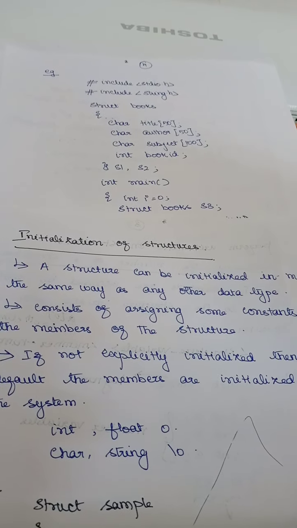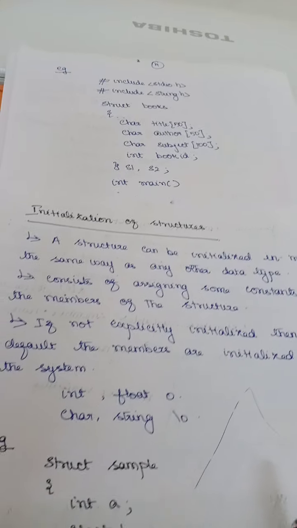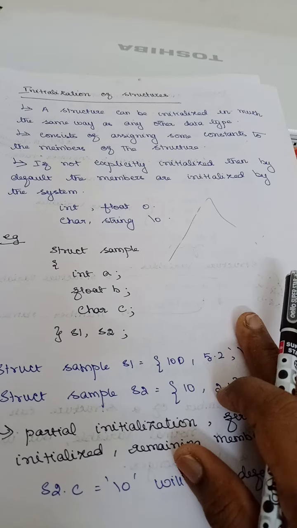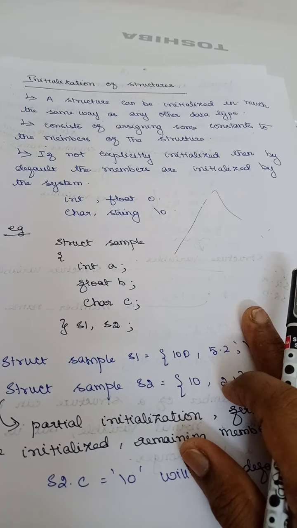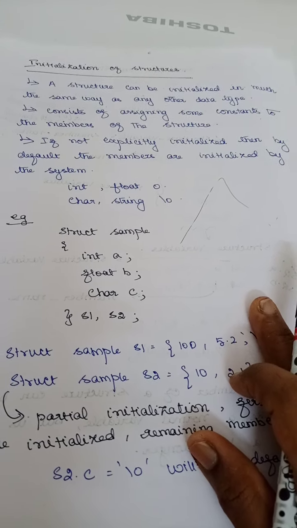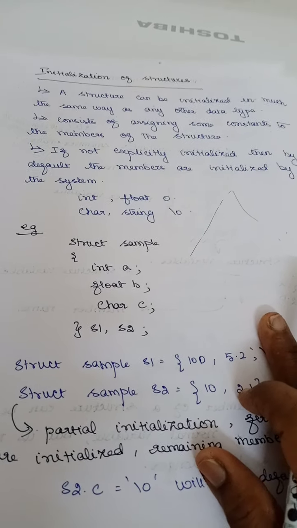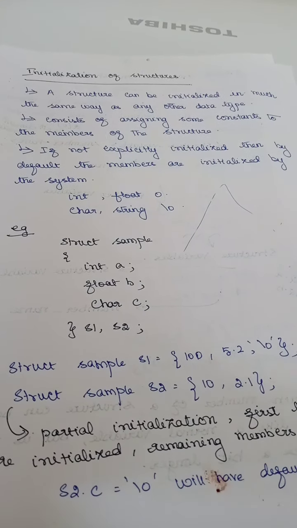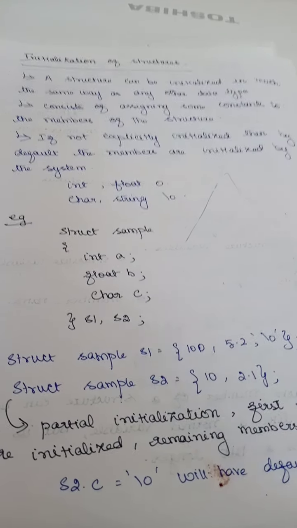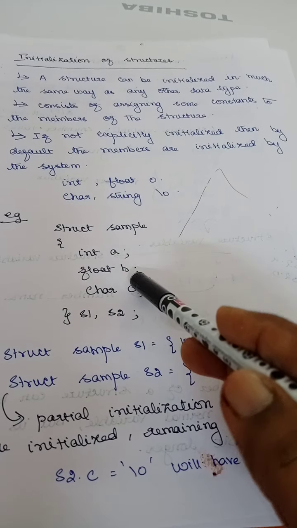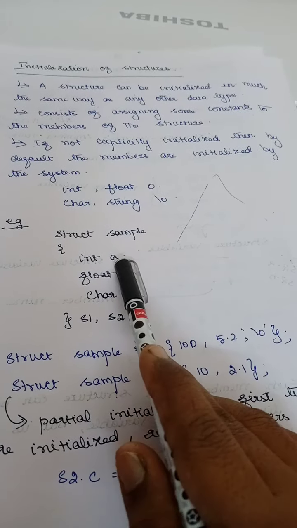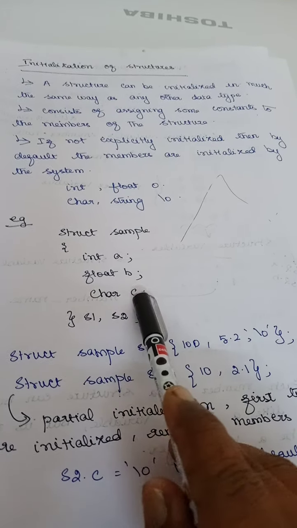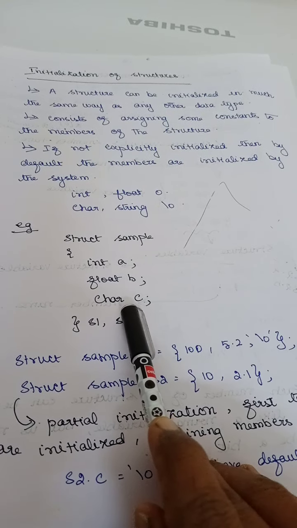Now, initialization of structures. How can I initialize my structures? A structure can be initialized in much the same way as any other data type. If not explicitly initialized, then by default the members are initialized by the system. So here I have not used any initialization, so it automatically initializes the values. Int is initialized to 0, float to 0.0, char means null, string means null.